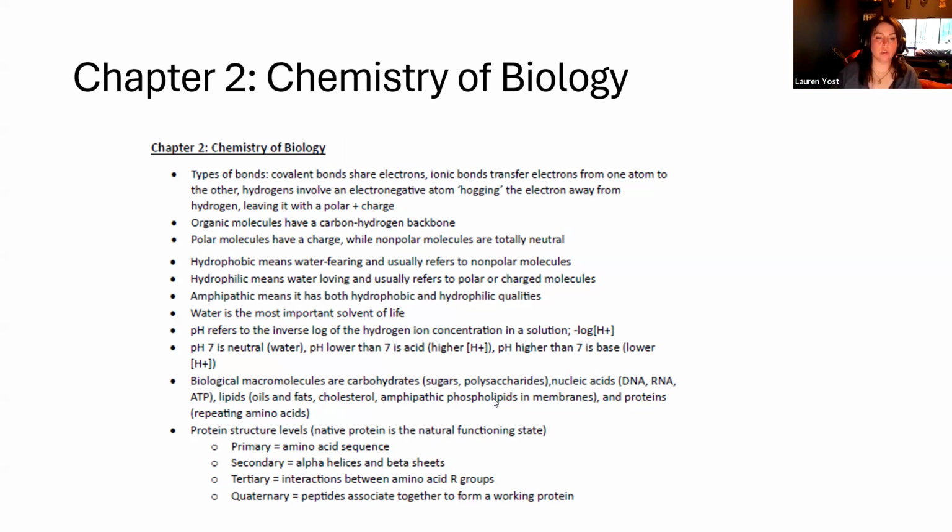Biological macromolecules: carbohydrates, nucleic acids, lipids, and proteins. I would be very familiar with what they're made of. So carbohydrate is repeat.